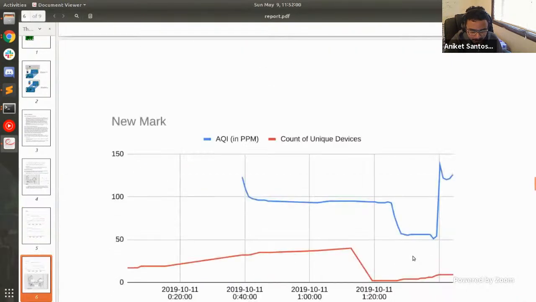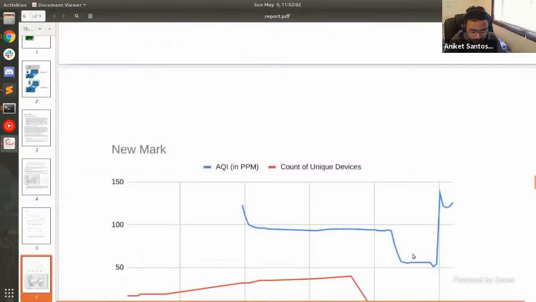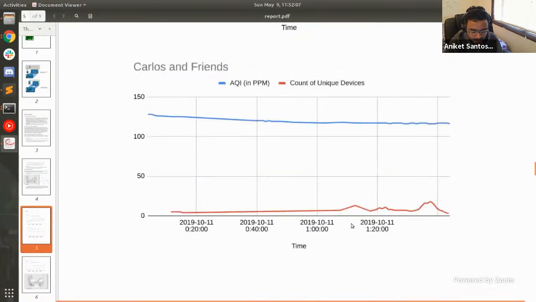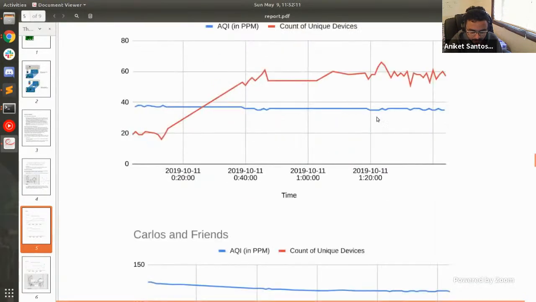Another problem you can see here is that the AQI values are very different. Here it's around 100, it's roughly around 120 in this case, and here it is 40. So many of these devices need to be calibrated manually to ensure that the readings are proper. And messing up the calibrations can lead to security issues, which we can see in one of the final slides.